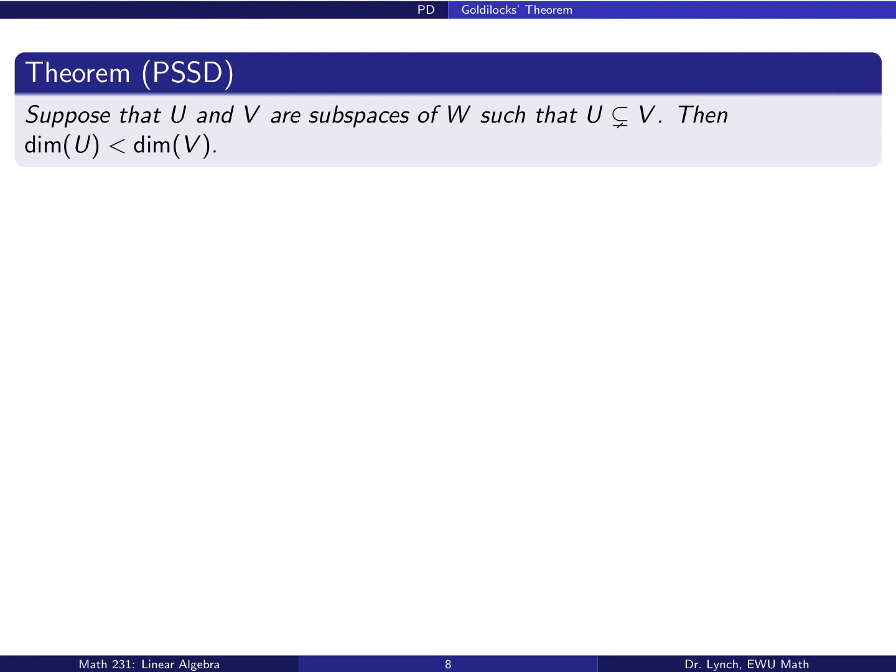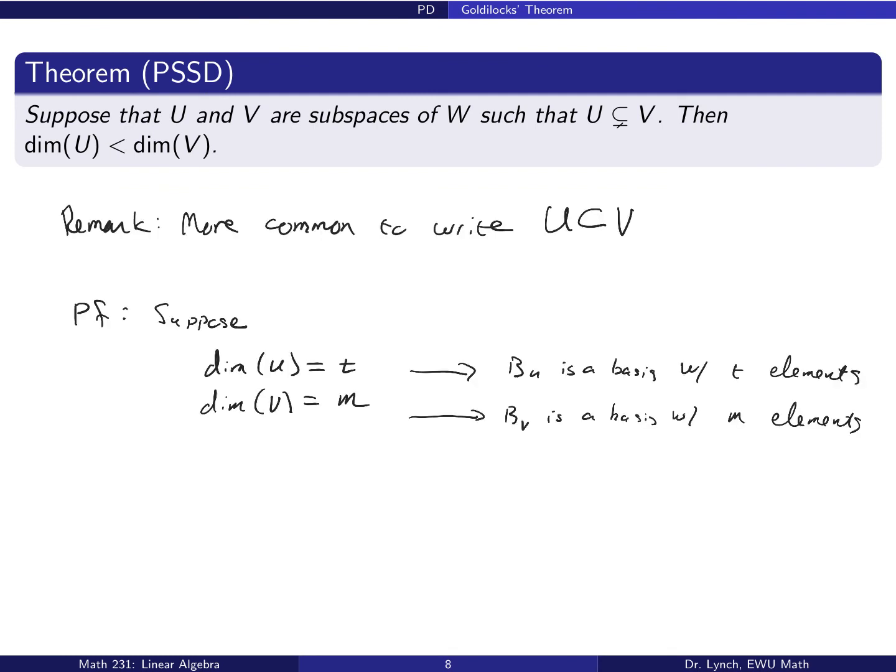Okay, let's suppose that U and V are subspaces of W such that U is a proper subset of V. Then it turns out that the dimension of U is less than the dimension of V. Just a quick comment: it's a little more common to write a proper subset in this fashion, but in any case, they mean the same thing. So there are elements in V that are not elements in U, right? So it's sort of like strictly less than for sets. Okay, so here's a proof.